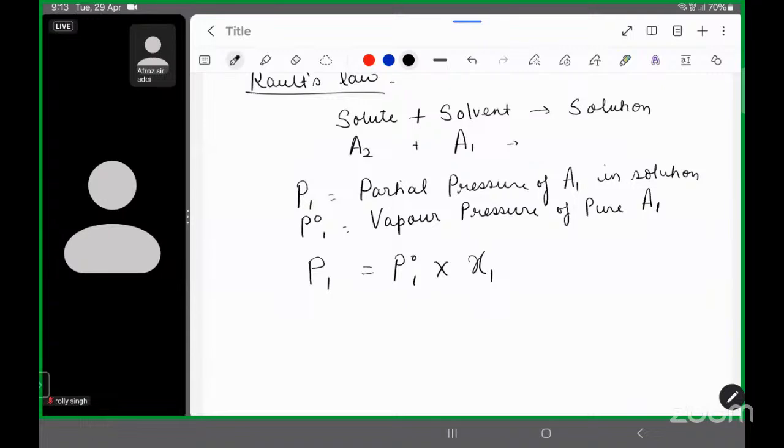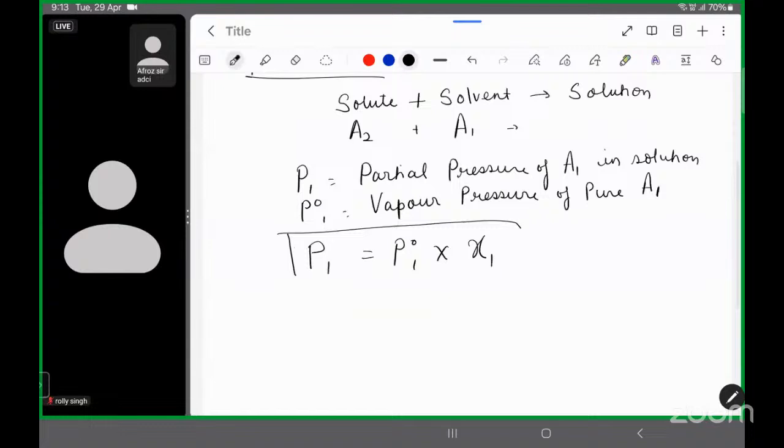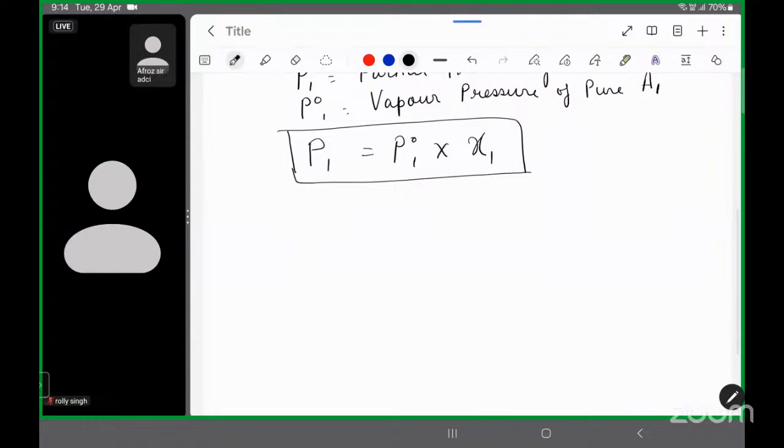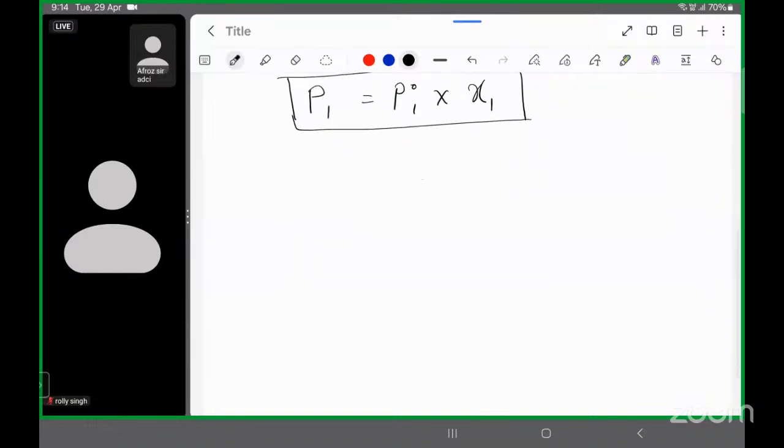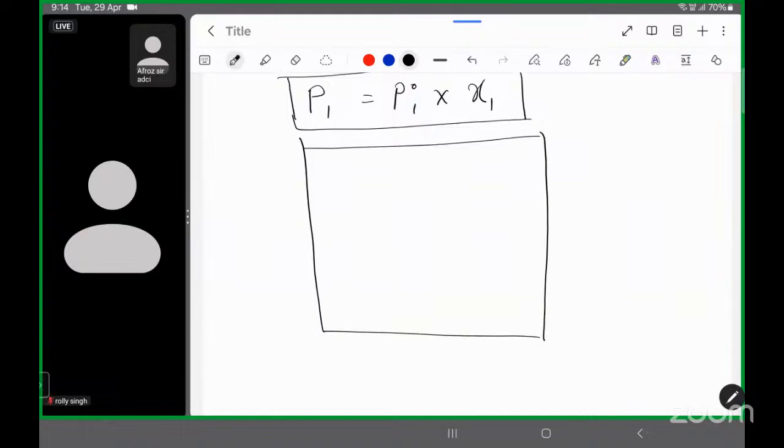We have seen this formula yesterday. P1 is equal to P naught 1 x1. And then we have seen the graph. Remember the graph? This was the graph of Raoult's law. Here x1 is equal to 1, x2 is equal to 0. Here x1 is equal to 0 and x2 becomes 1. Then the vapor pressure of the pure component is P naught 1.